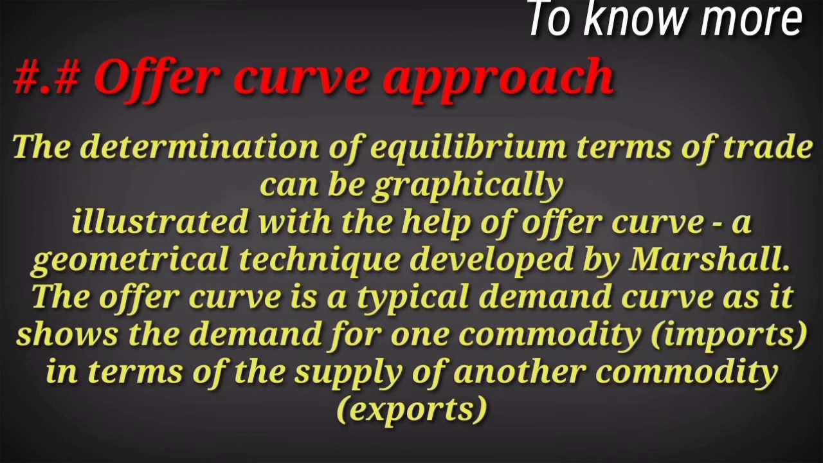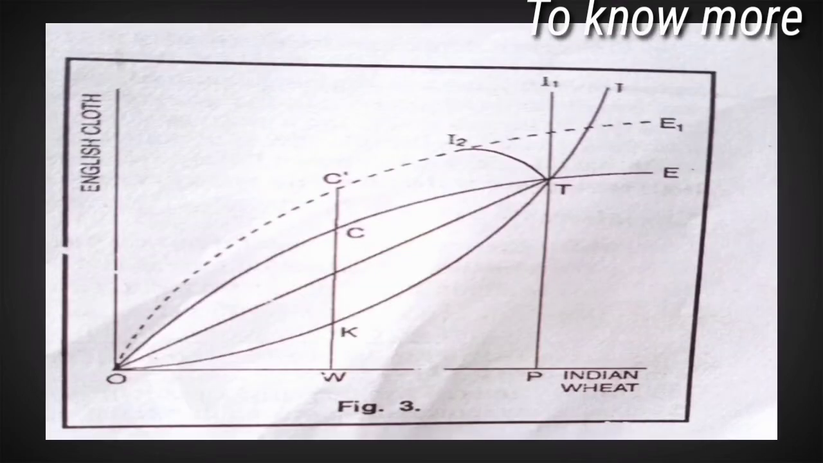So, the next point is the offer curve approach. What is the offer curve approach? The determination of equilibrium terms of trade can be graphically illustrated with the help of the offer curve, a geometrical technique developed by Marshall. The offer curve, like the typical demand curve, shows the demand for commodity imports and the supply of commodity exports. In the given diagram, Indian wheat is measured along the OX axis and English cloth is measured along the OY axis.